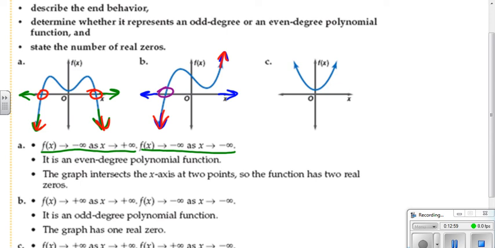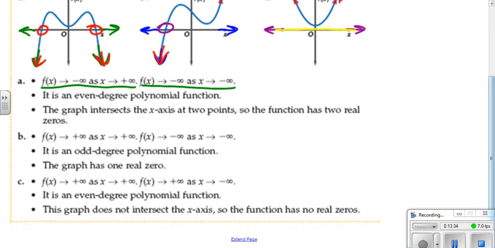And lastly, if we are looking at this one here, just a parabola, as x approaches positive infinity, f of x approaches positive infinity. As x approaches negative infinity, f of x also approaches positive infinity. So those are the end behaviors. And since the end behaviors are the same, they're both going up, then we know it's an even degree polynomial. And it looks like it never crosses the x-axis. So there are no real zeros, none at all. And that would be the end of 7.1.